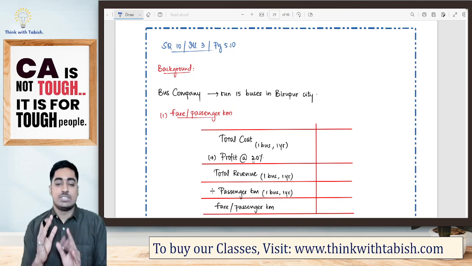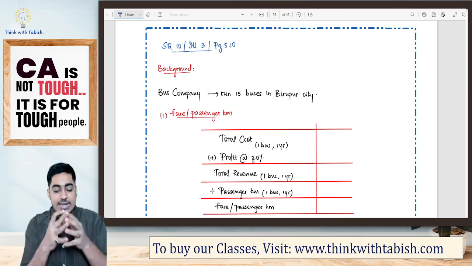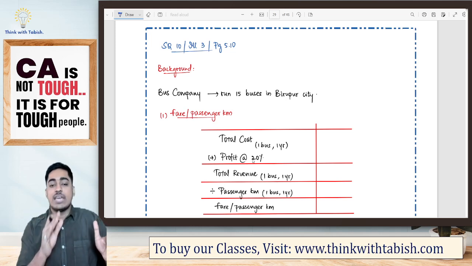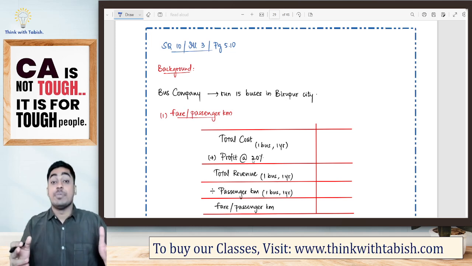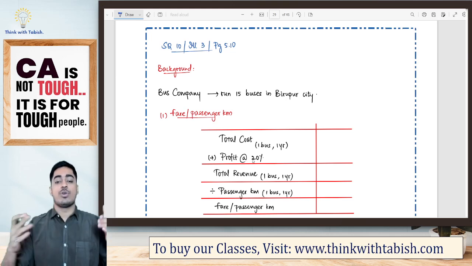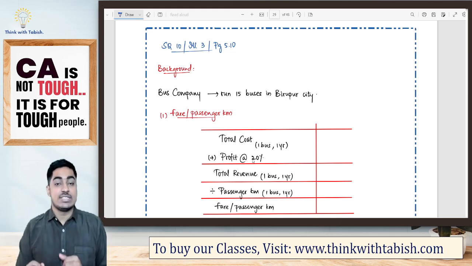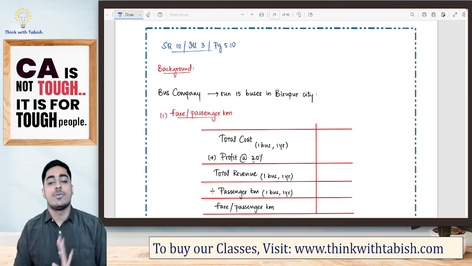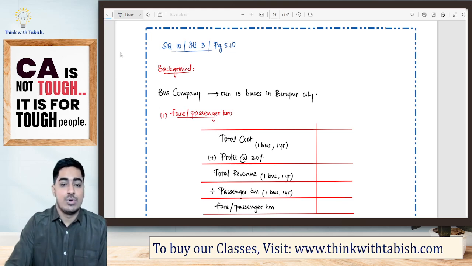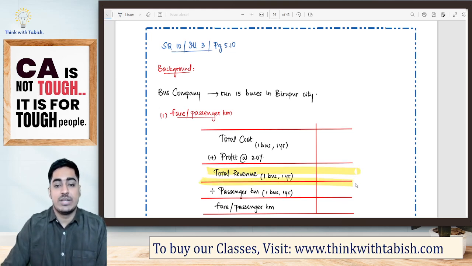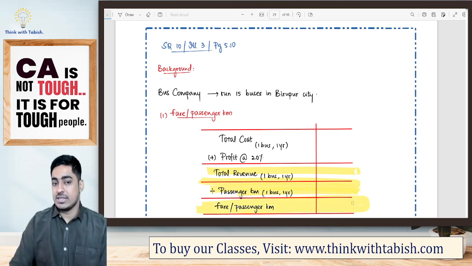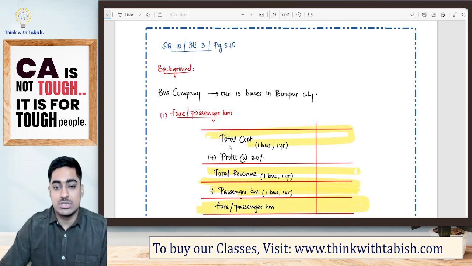Simple boss. Firstly, for one bus for 1 year, I will calculate my total cost. For that, I will add 20% profit. That means I'll be getting my total revenue for one bus for 1 year. Question is telling I want the fare for one passenger for 1 kilometer. Total revenue I will divide by my passenger kilometers. So I'll be getting my fare per passenger kilometer. Is it clear? Now, if I get my total cost, I will add 20%, I'll get my total revenue.